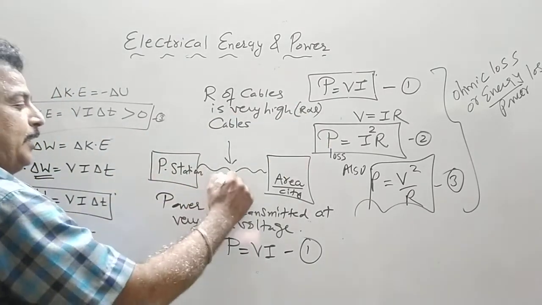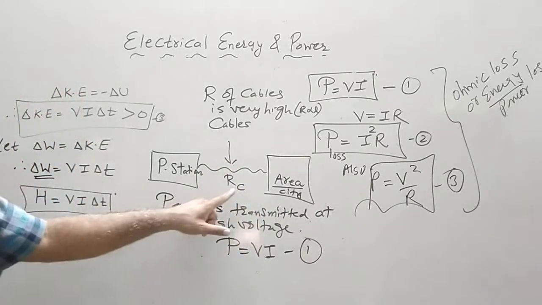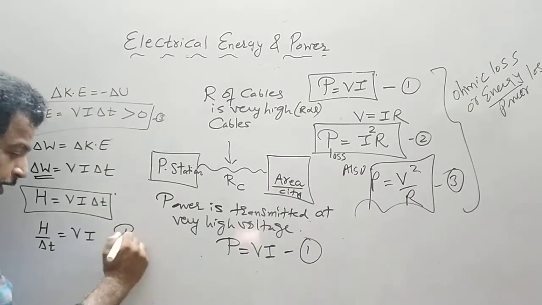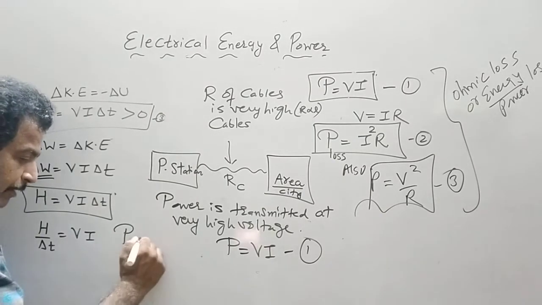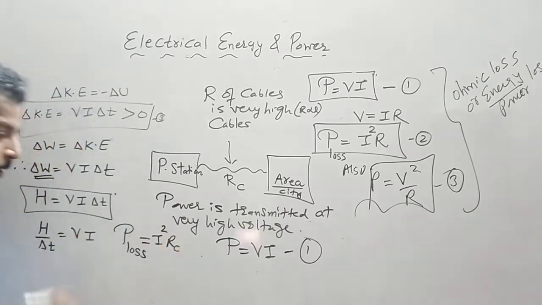Now this is connected through a cable wire. Let RC, C for cable, be the resistance of a cable wire. So according to our formula, the power loss is equal to I square RC. This is our formula for the power loss in the cable wire.